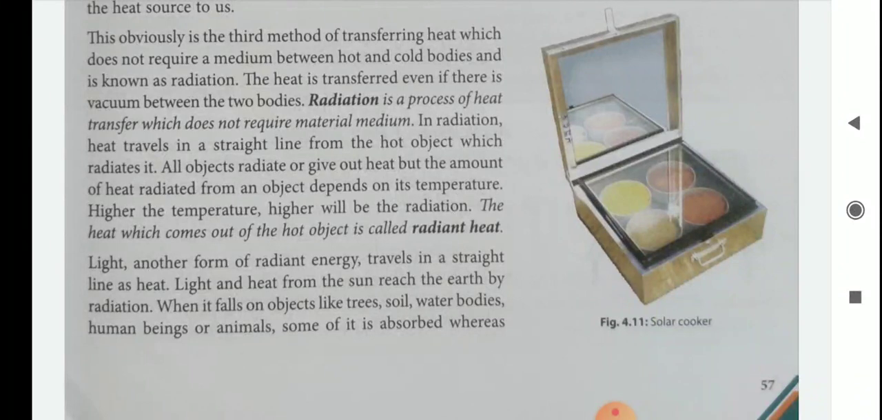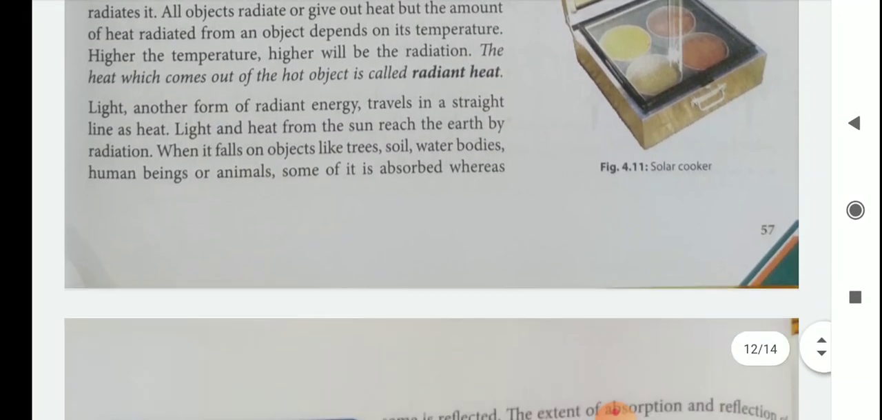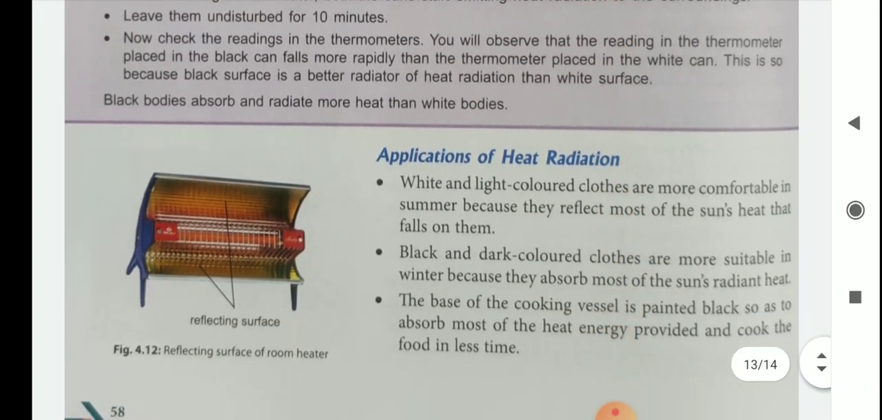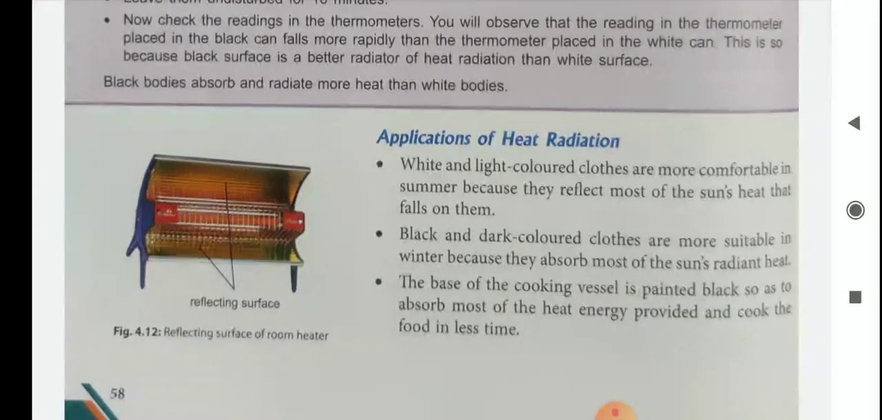When it falls on objects like trees, soil, water bodies, human beings or animals, some of it is absorbed, whereas some is reflected. The extent of absorption and reflection of radiant heat depends upon the nature of the surface it has and the color of the object. Shiny and smooth surfaces reflect heat better, while dark and rough surfaces absorb heat better. Here some applications are given about radiation.